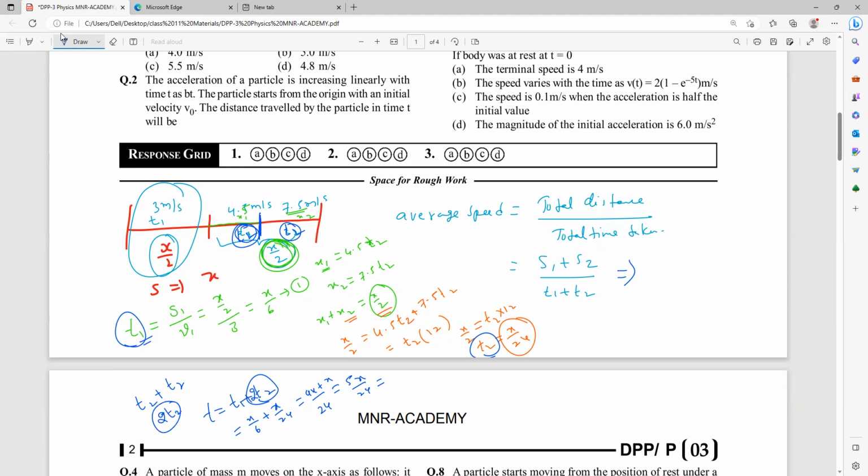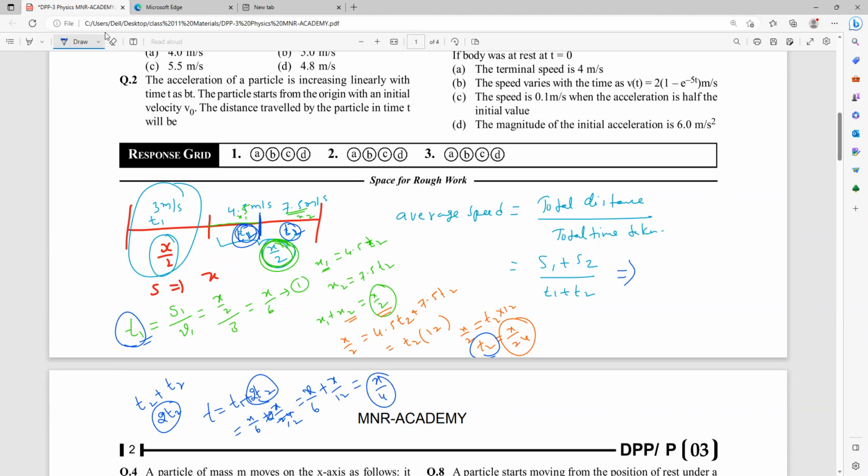So it will come 2, so 2 ones are 2, 2 twelves are 24, which is equal to, again, how much will it come? 6x by 24, or x by 4. Which is equal to x by 4.